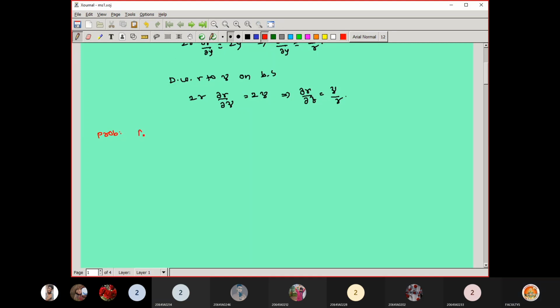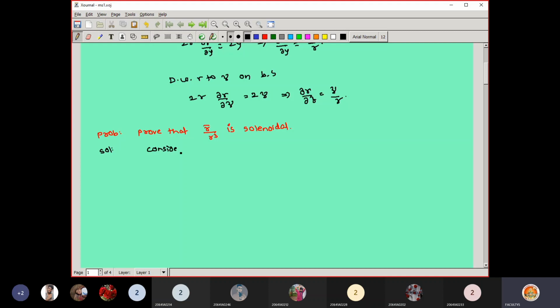Prove that r bar by r cube is solenoidal. In order to prove a particular function is solenoidal, you just calculate the divergence of your given function. But before going to that, first I am thinking about what the given function here is.